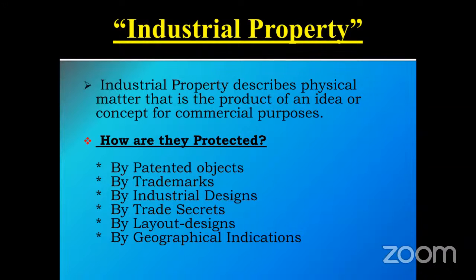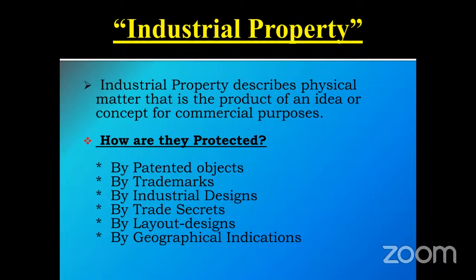So suppose I have a new vehicle. I have designed a new vehicle. Suppose I will take one car, that is Mercedes, and I have one new design for that Mercedes. So that you can register. If I have developed one small machine, that you can register. If I have some formulation for a particular biopesticide or pesticide, that you can register. If I have one good product, that you can patent.